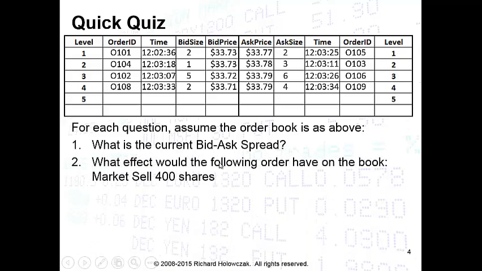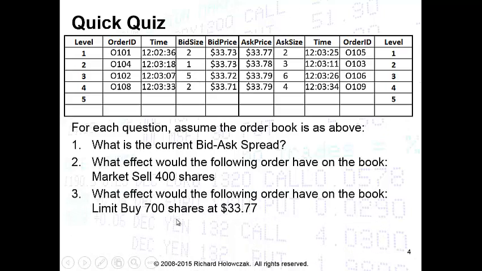Next, what effect would the following order have on the book? A market sell order for 400 shares. Because this order is to sell, it will hit the bid side of the book, and for 400 shares, it would get a partial fill, 200 shares at $33.73. It would get another partial fill, 100 shares at $33.73, and then it would take its final 100 shares here at $33.72. So the top three orders would all get some attention here. Order 101 would be filled, order 104 would be filled, order 102 would be partially filled at 100 shares.